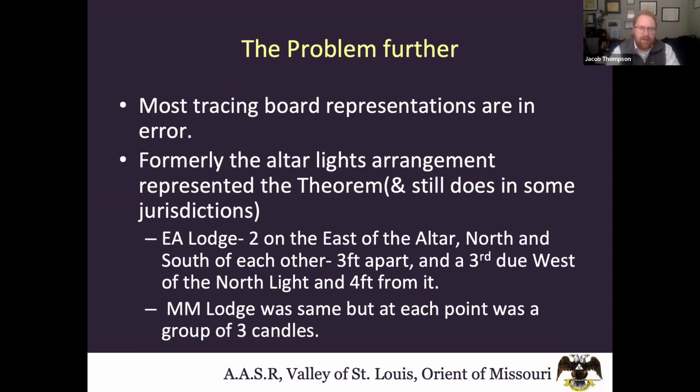Of course, he talks about the two altar lights in his description for the EA Lodge, or the Entered Apprentice Lodge, being east of the altar, north and south of each other, 3 feet apart. The third one being due west on the north, and it being 4 foot from it. He then iterates that the Master Mason's Lodge would be the same, with a group of 3 sets of candles, so 3 by 3, so 9 candles total.